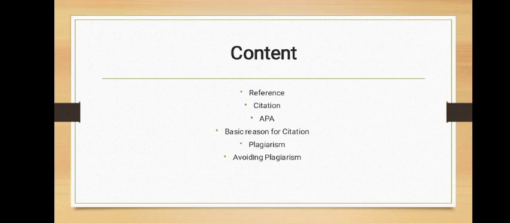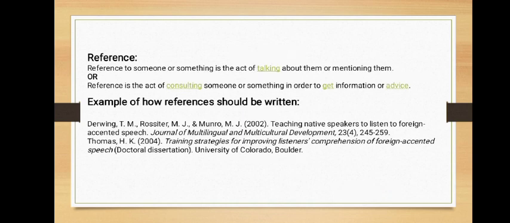Content: reference, citation, APA, basic reasons for citation, plagiarism, avoid plagiarism. Reference: reference to someone or something is the act of talking about them or mentioning them. Or reference is the act of consulting someone or something in order to get information or advice. Example of how references should be written.